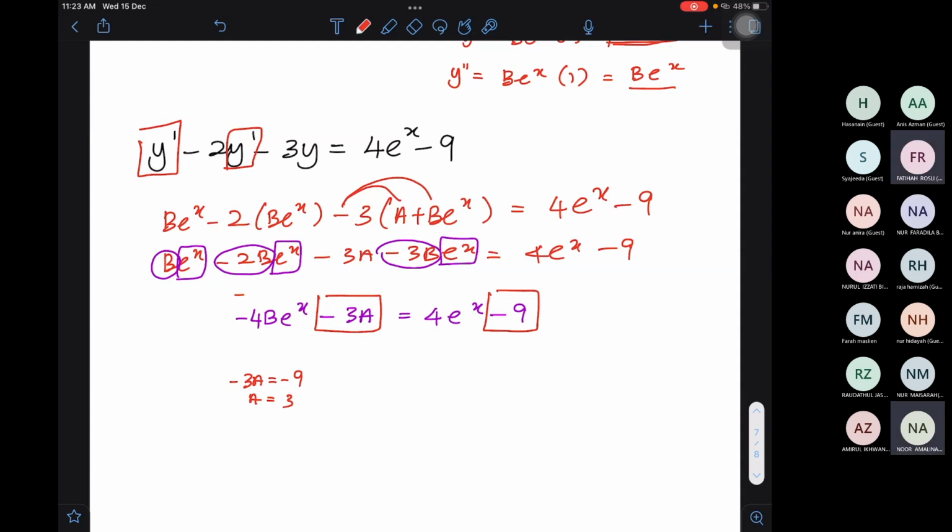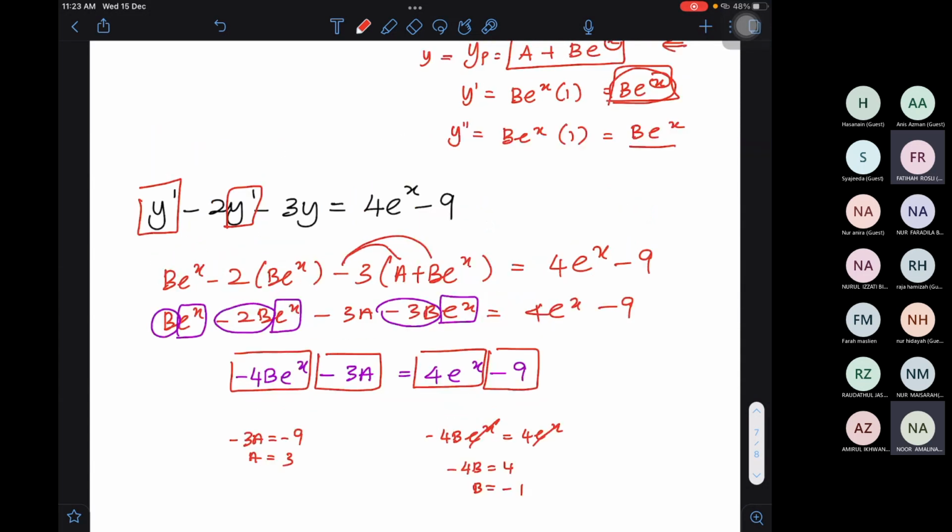Okay. Yang mana yang ada exponent compare dengan yang ada exponent. So you have negative 4b exponent x equal to 4 exponent x. So yang ni boleh potong. So negative 4b equal to 4, therefore your b is equal to negative 1. So dapat A sama dengan 3, dapat B sama dengan negative 1.